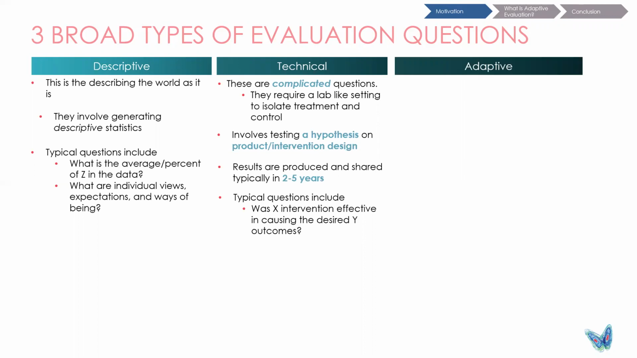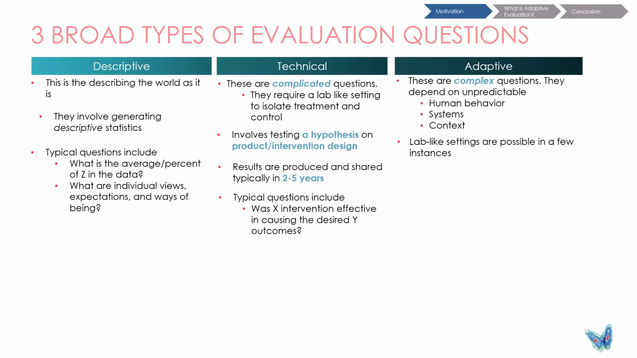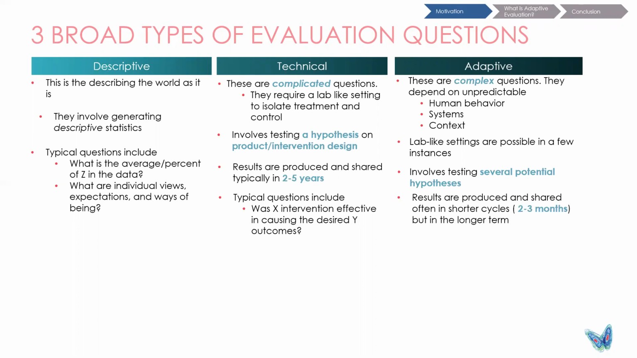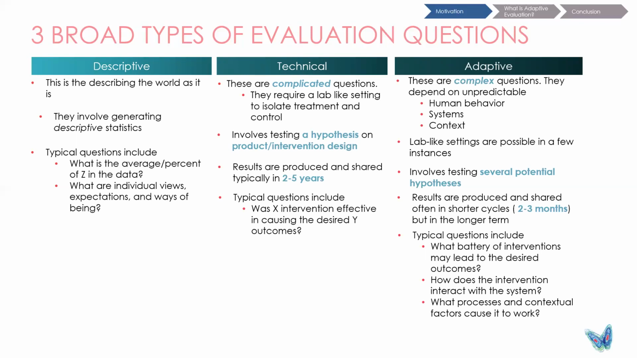And the third type of evaluation question is more adaptive in nature. These are complex questions because they depend on unpredictable and constantly evolving human behavior, systems, and contexts. Lab-like settings are possible, but only in a very few instances. It involves testing several potential hypotheses, not only on product or intervention design, but also on what processes and contexts made the design work. Results are produced and shared in shorter cycles, but also in the longer term. Typical questions include, what battery of interventions may lead to the desired outcomes, how does the intervention interact with the system, and what processes and contextual factors cause it to work?